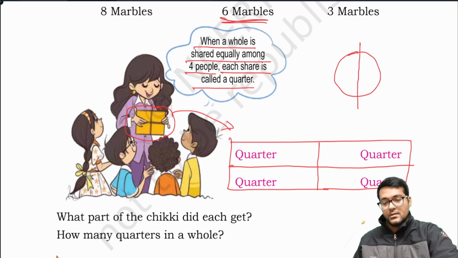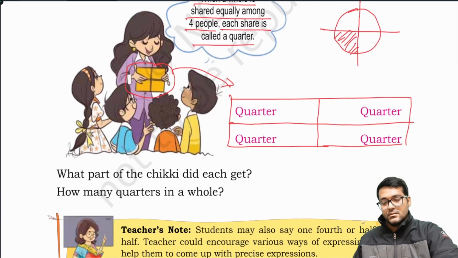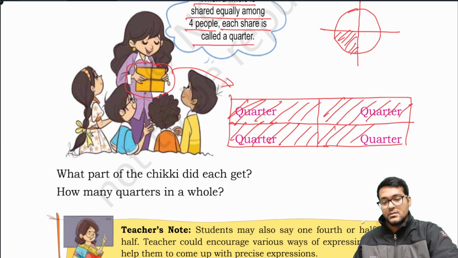For example, in this, one part is 1 quarter. 1 quarter, 2 quarter, 3 quarter and 4 quarter. 4 quarter make a complete, or make the whole. 2 quarter means half. Okay, you can take any 2 quarter, that will be half of 1.